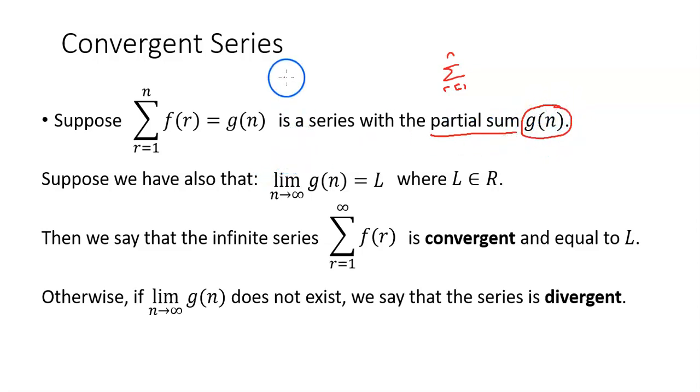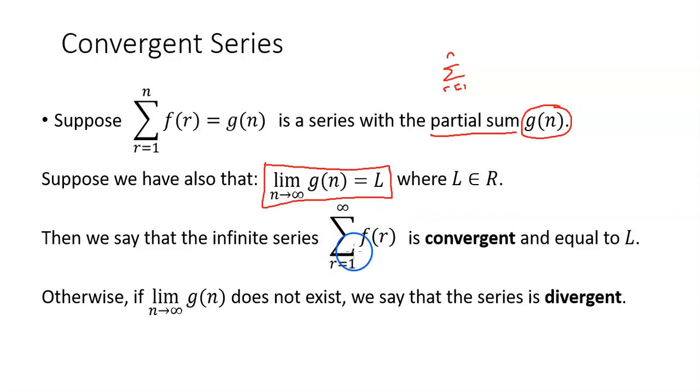And we can actually calculate the limit as n tends to infinity of g of n. So if the limit as n tends to infinity of g of n is equal to L, where L is a real number, then we say that the infinite series, the sum from r equals 1 to infinity of f of r, is convergent and equal to L. Otherwise, if that limit does not exist, we say the series is divergent.